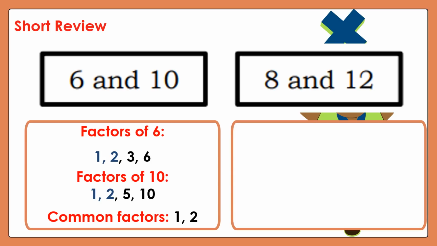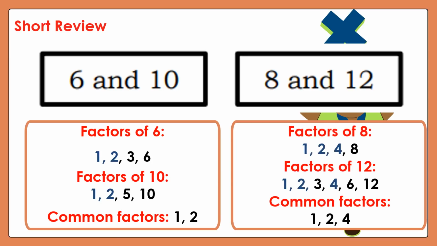Factors of 6: 1, 2, 3, 6. Factors of 10: 1, 2, 5, and 10. Their common factors: 1 and 2. 8 and 12. Factors of 8: 1, 2, 4, 8. Factors of 12: 1, 2, 3, 4, 6, and 12. Their common factors: 1, 2, and 4.